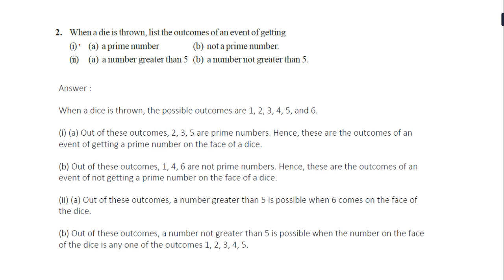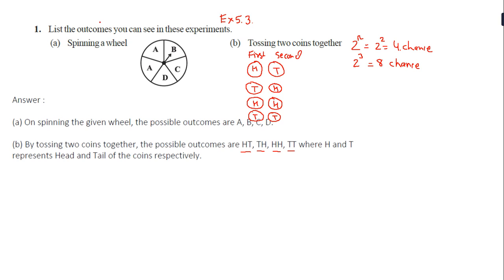So now here we are discussing the outcomes. If you see question number 1 again, it is about outcomes. We are not finding the probability. We are just checking the outcomes. Afterward, in some questions we will discuss the probability.